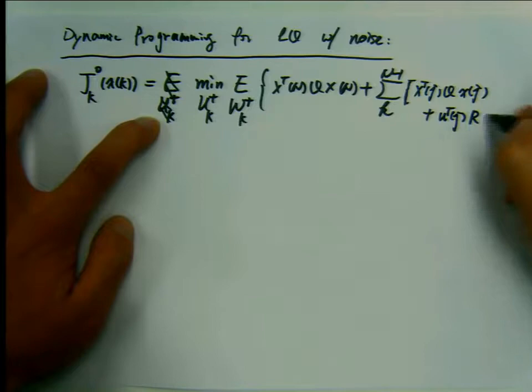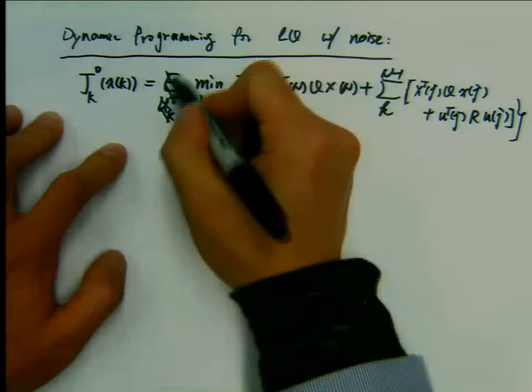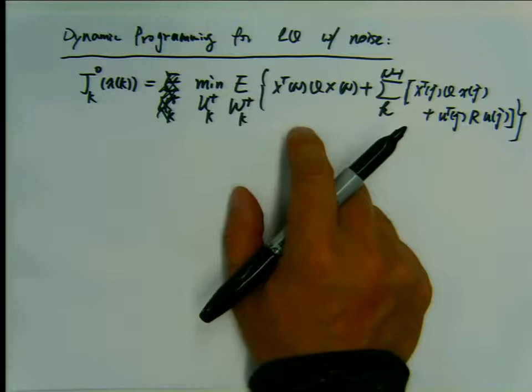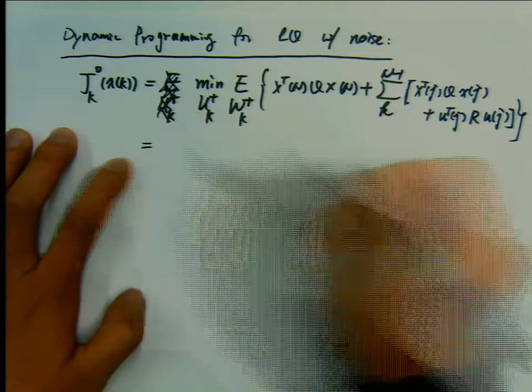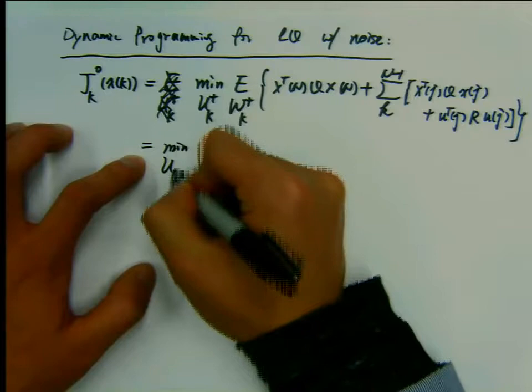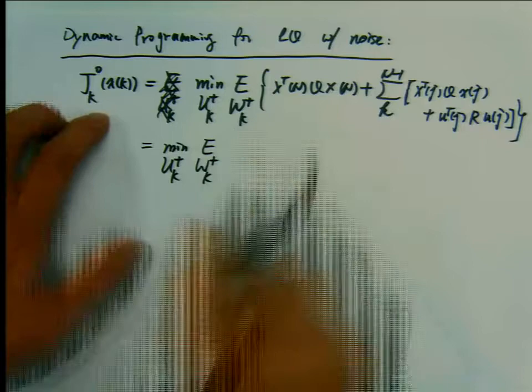Okay, so I'm going to use dynamic programming, and the steps here will be slightly different from the dynamic programming we did for the LQ problem. The challenge here occurs because we now have an expectation sign inside, so the steps will be slightly different, but the idea is quite similar. First of all, the ultimate goal is to connect this cost to go at time k with the cost to go at time k plus 1.